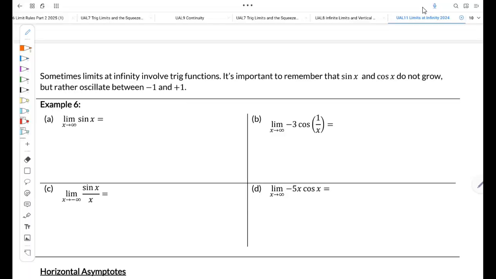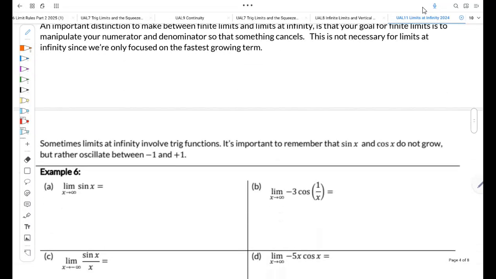So yeah, cool. Yeah, I might skip over example 6. All right.